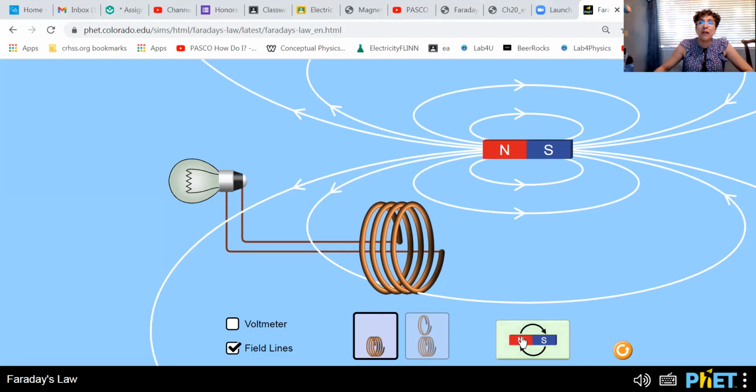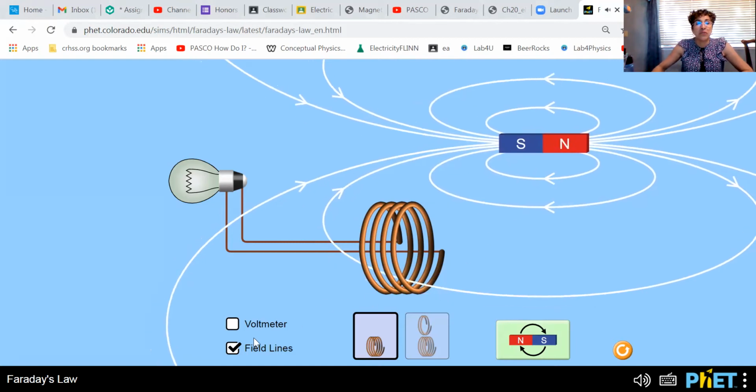Now let me flip it. It's the same thing. On the outside, it's going from the north to the south. On the inside, from the south to the north. So we have a magnet here. Now let me turn off those field lines.